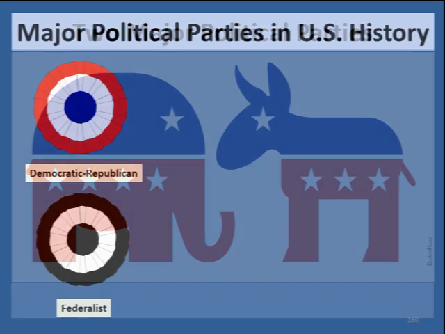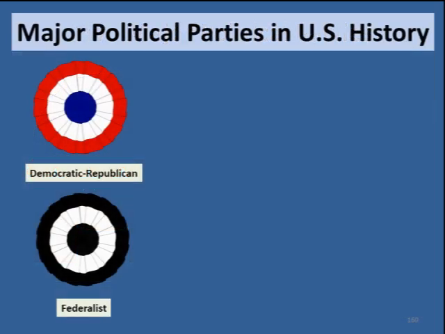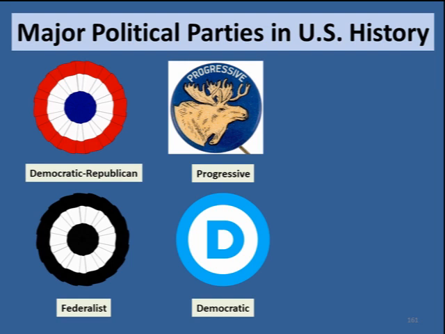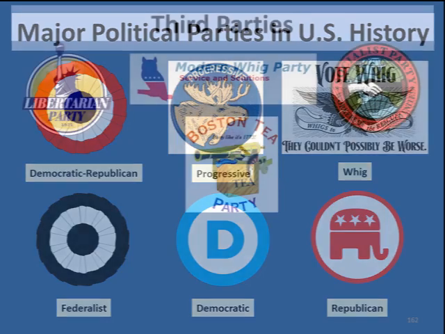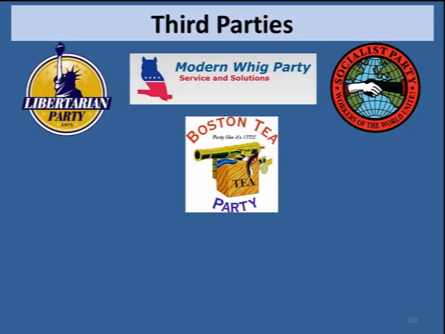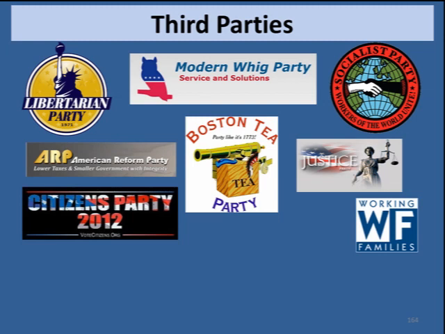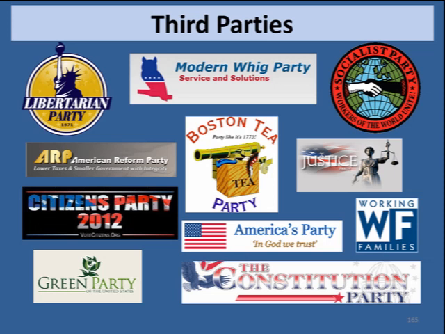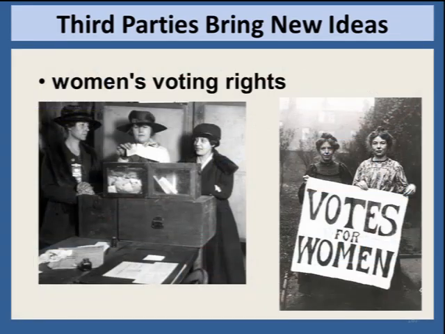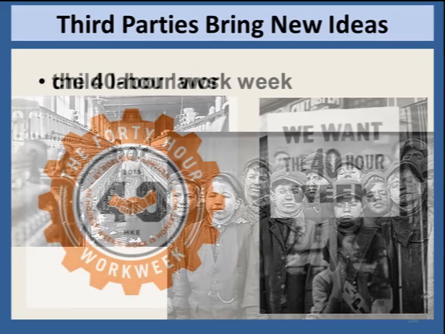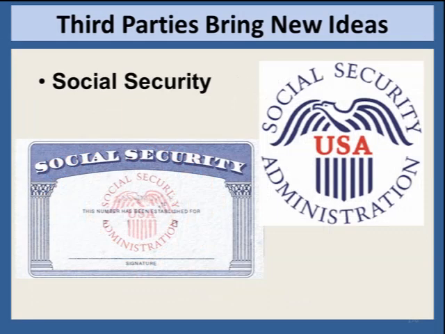For most of its history, the United States has had only two major political parties, although the parties and policies have differed over time. These parties are the most important in all elections, especially national ones. However, third parties have more success in local elections, and are important in bringing new ideas into national politics. Women's voting rights, child labor laws, the 40-hour work week, and Social Security are all ideas originally promoted by third parties.